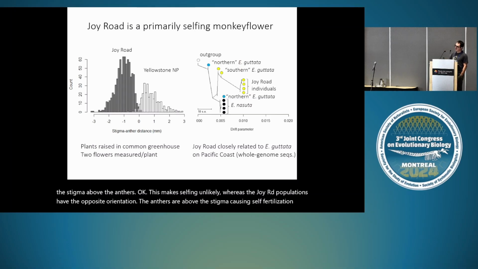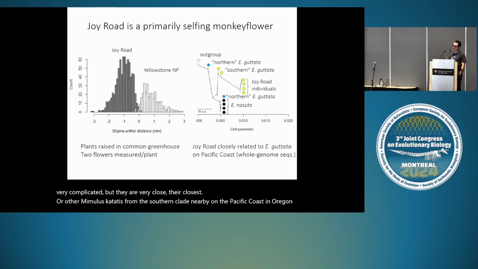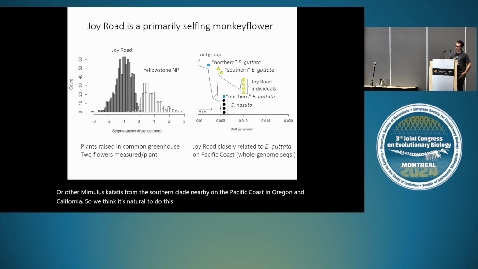Okay, so we did whole genome sequencing on a few of the Joy Road individuals just to make sure that they are Guttatus. Of course, that question in and of itself is very complicated, but they are very close. Their closest relatives are other Mimulus guttatus from the southern clade nearby on the Pacific coast in Oregon and California. So we think it's natural to do this experiment and then compare our results to other guttatus work.